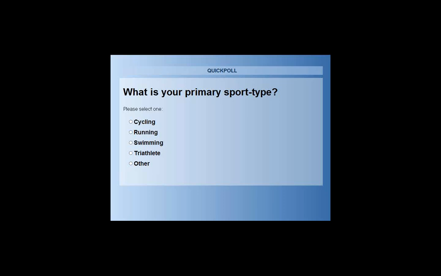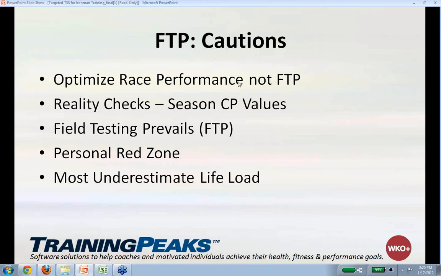Always check against your season high critical power and critical pace values. The other thing is, we're talking about Ironman today, and Ironman is somewhere between an 8 and 17-hour event. So remember, you're seeking to optimize your race performance, not your functional threshold performance. It's because you can optimize yourself for 20 to 60-minute events and not be prepared at all for an Ironman event.